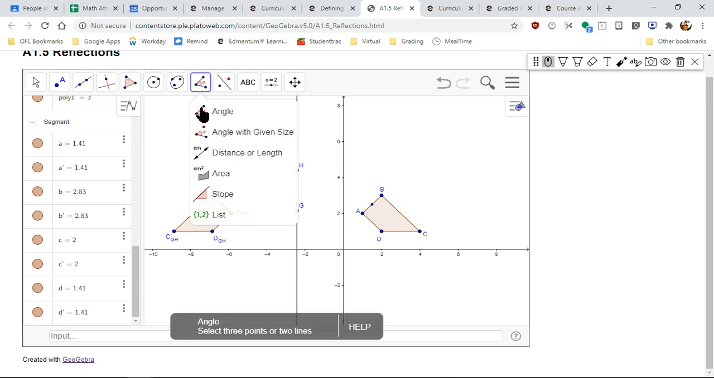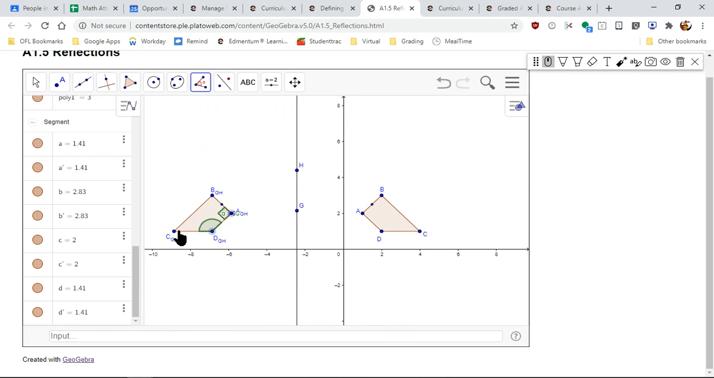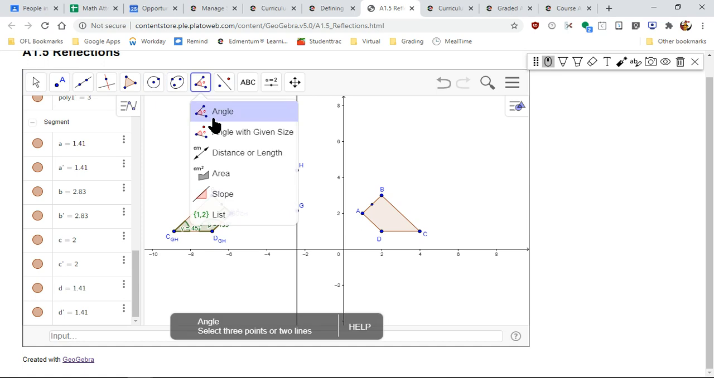Oh my God, I didn't have it on angle measurement. Sorry, guys. So once you get a pattern down, it's easy to measure all of them.